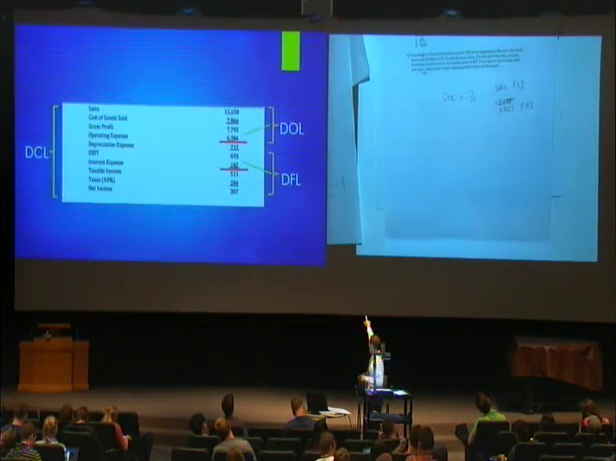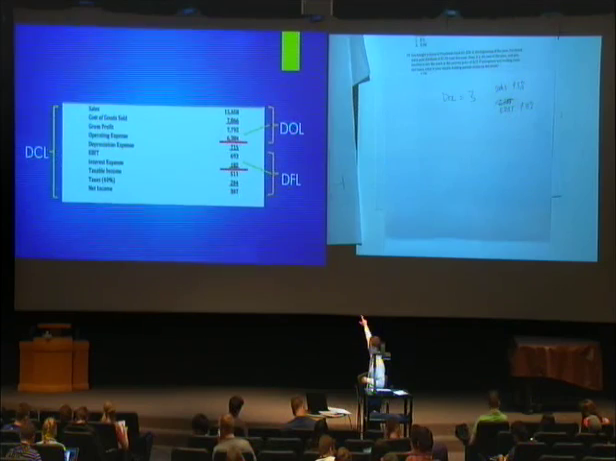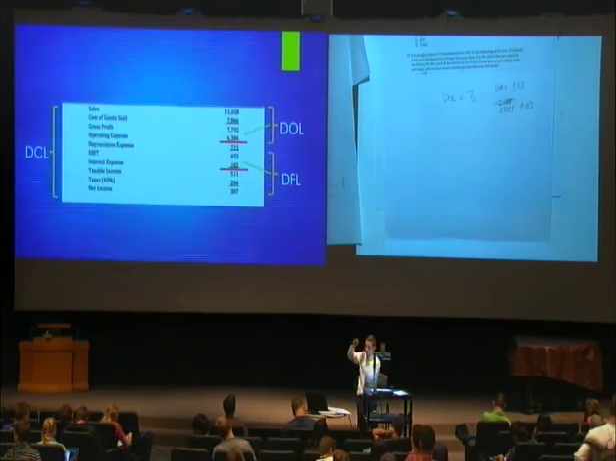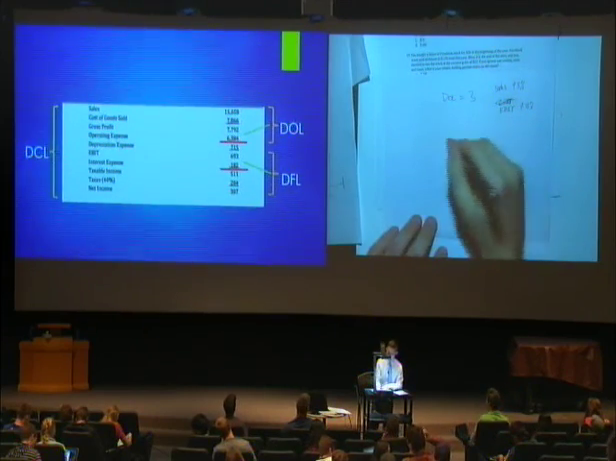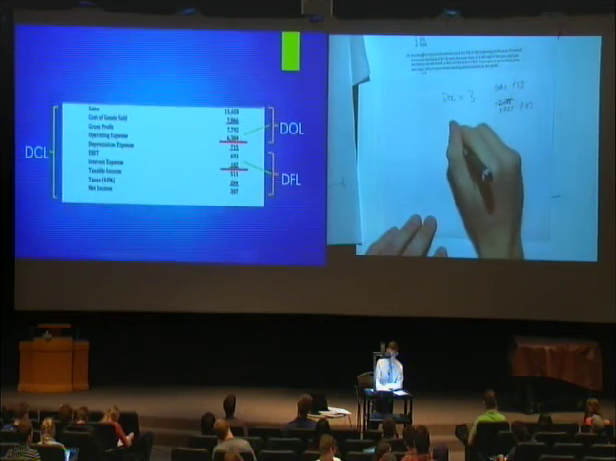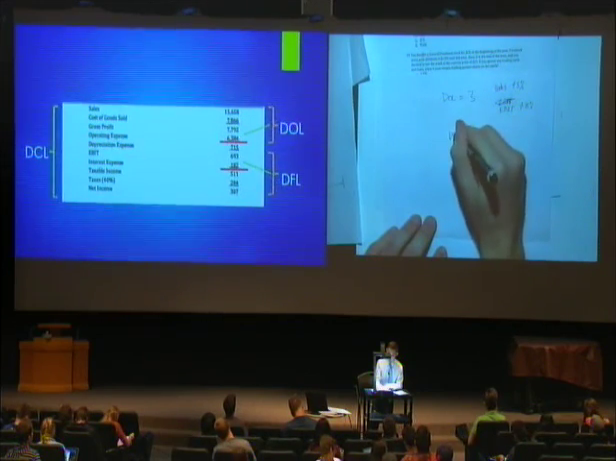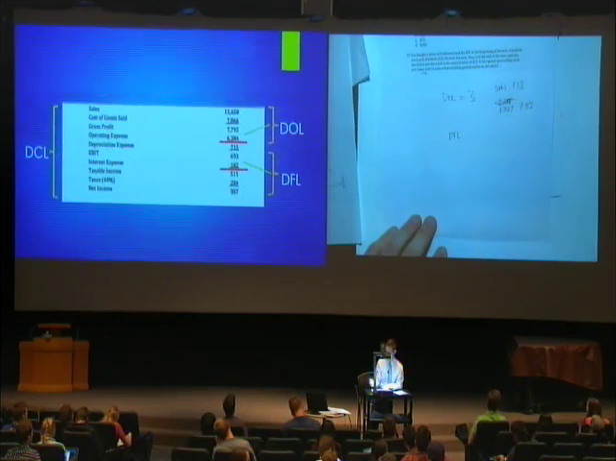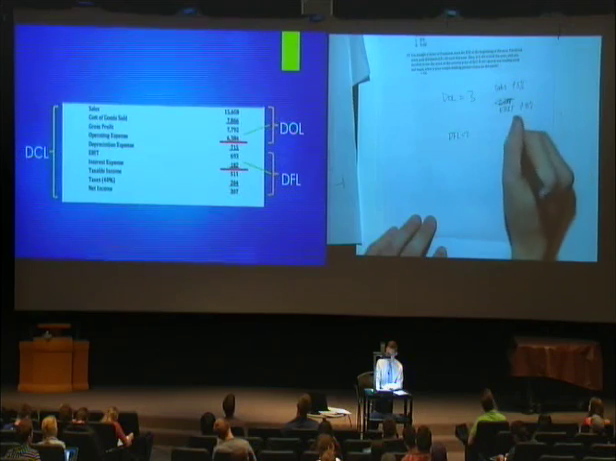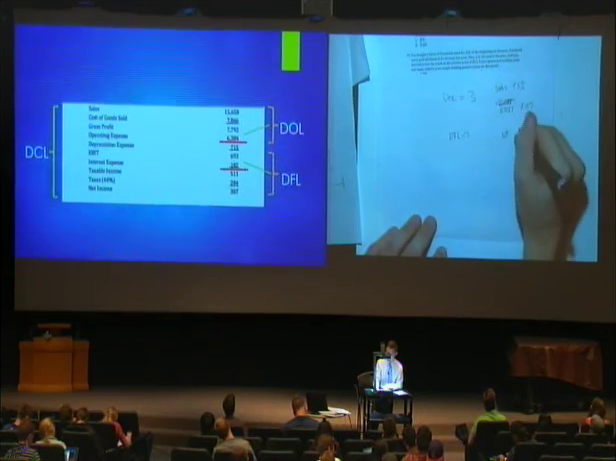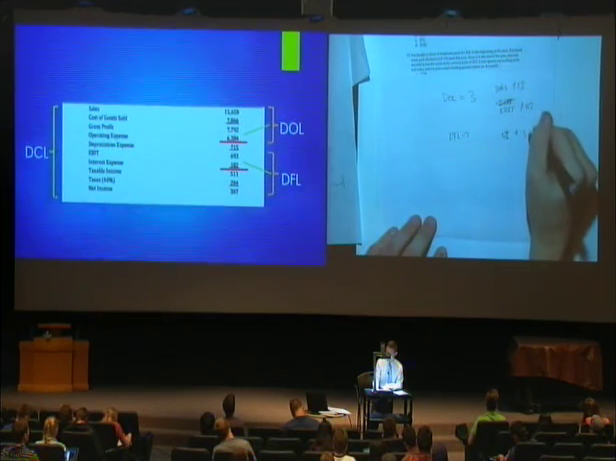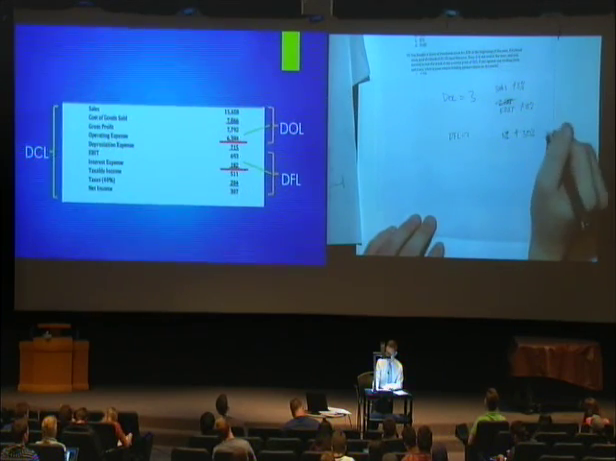So just remember, degree of operating leverage is that first section of it. It goes from sales to EBIT. DFL is just the second half. It's just saying if EBIT goes up by 15%, so let's say our DFL was 2, then I know that net income went up by 30%.